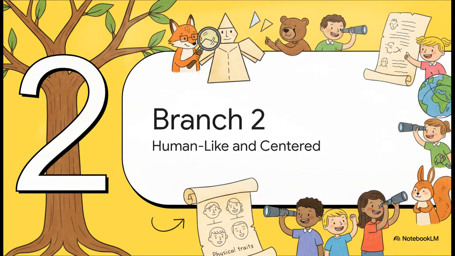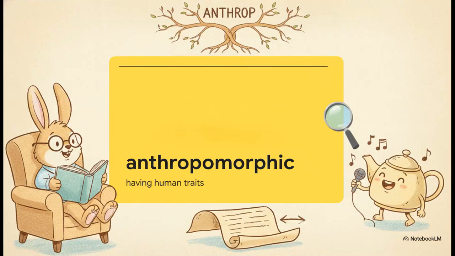Branch 2. Human-like and centered. Now here is a brilliant word you're going to see a lot in literature: anthropomorphic. Let's break it apart. Anthrop means human. Morph means form or shape, and ic means having the quality of. So, anthropomorphic means human form-like or having human traits. We use this word all the time for animals or objects that act like people. So your funny memory line here is an anthropomorphic animal is a people-style animal. You know, like whenever you read about a rabbit wearing glasses and reading a book, or a teapot singing a song, boom! That is an anthropomorphic character.